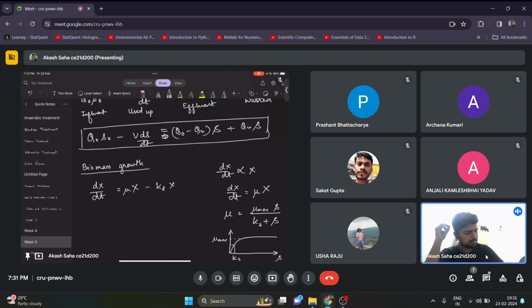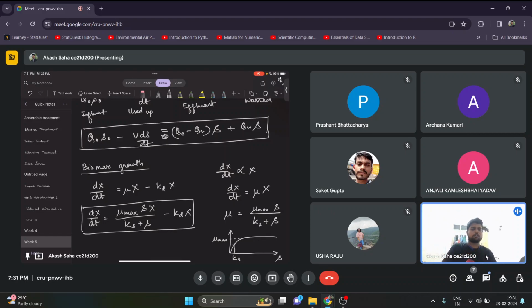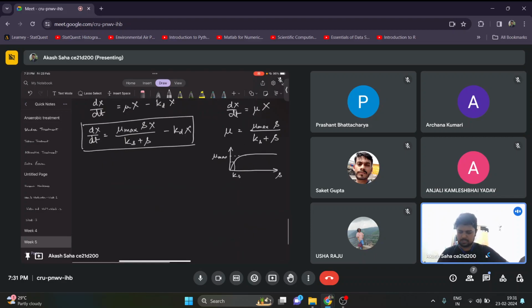Okay, so I will just simply write dx by dt is equal to mu max S into X divided by Ks plus S minus Kd X. So this is my third equation, the biomass growth rate. Okay, is it clear till now? Anything to be discussed? Please stop me there itself and we can discuss. So I will just quickly go through the next thing.